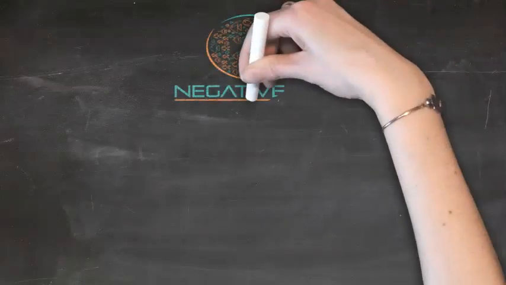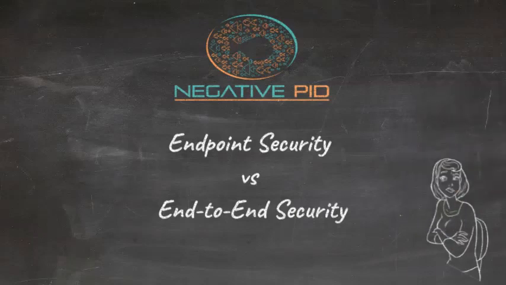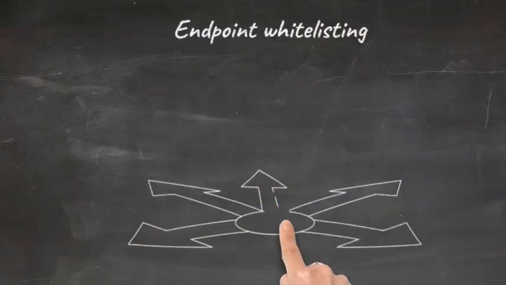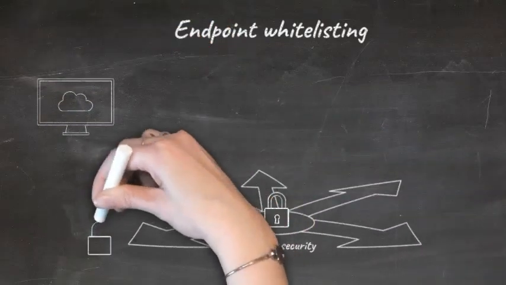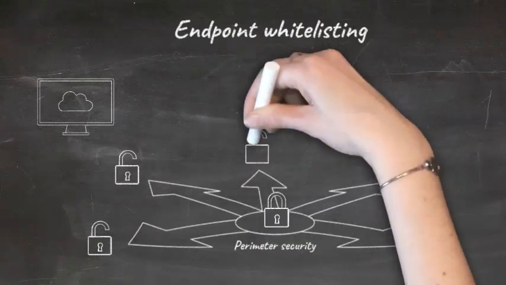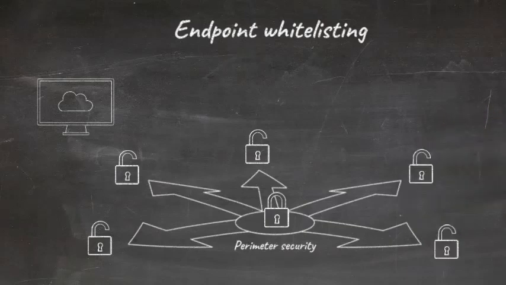Hi. Today, we want to talk about the difference between endpoint security and end-to-end security. When it comes to cloud computing, exceptions must be made to the existing perimeter security to allow the clients to communicate with the servers in the cloud. However, connectivity security can behave in different ways, depending on the mechanisms in place to protect communications.